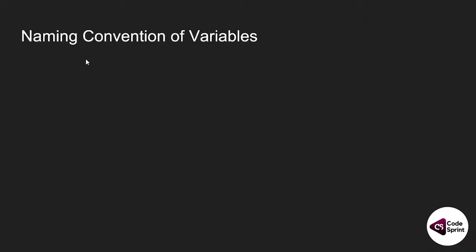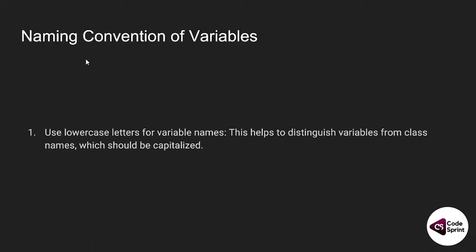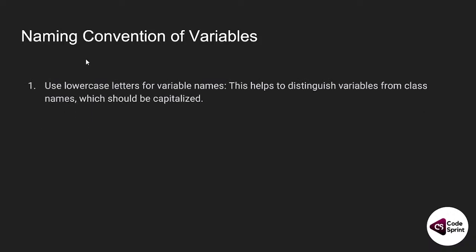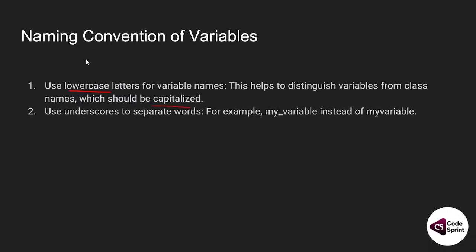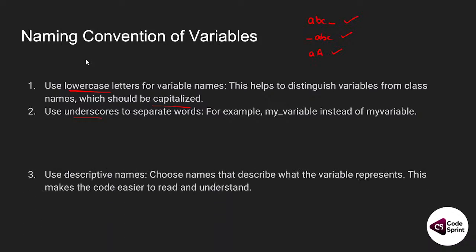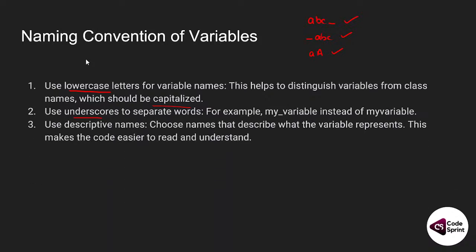Now we are going to discuss the naming conventions. Naming conventions are simple. You can use lowercase letters, and you can use capital letters as well, or you can use underscores. If you write ABC with an underscore, it is valid. Even ABC is also valid. A is valid.